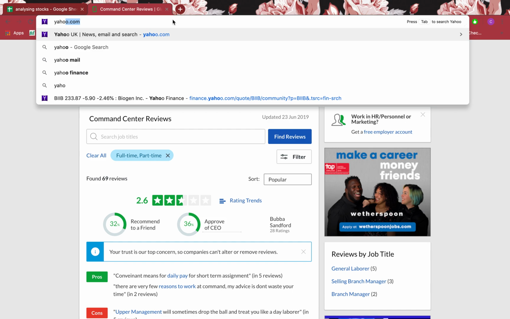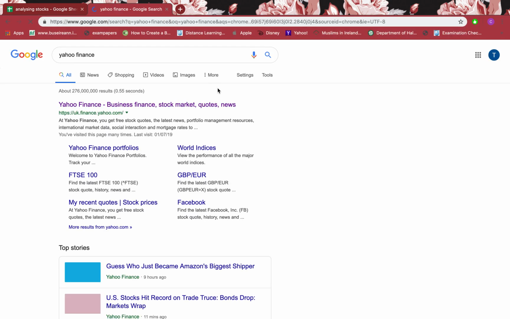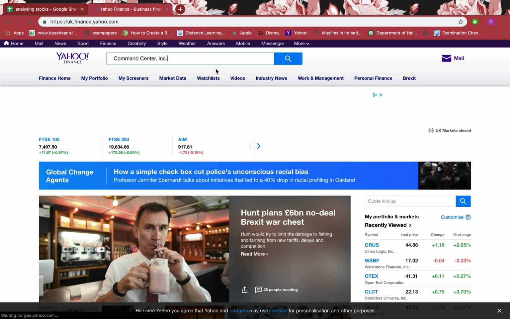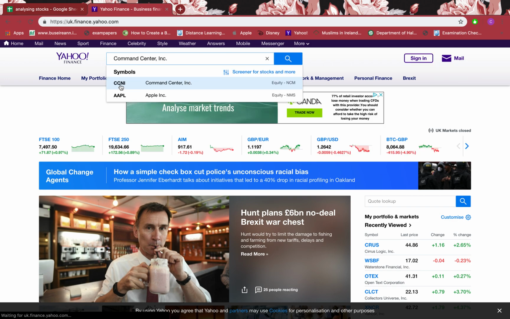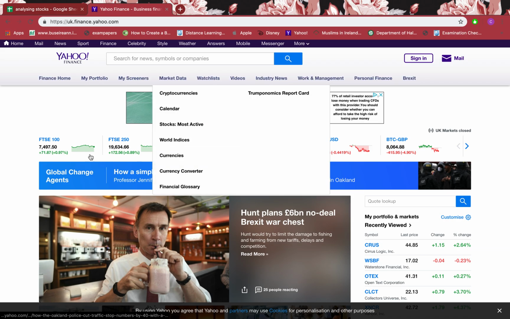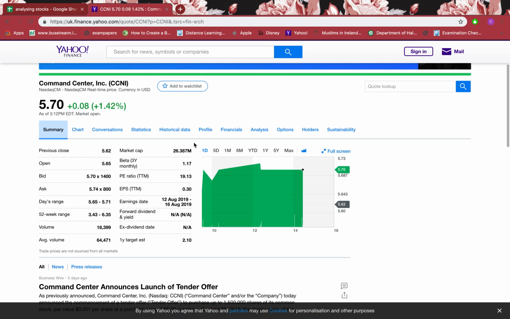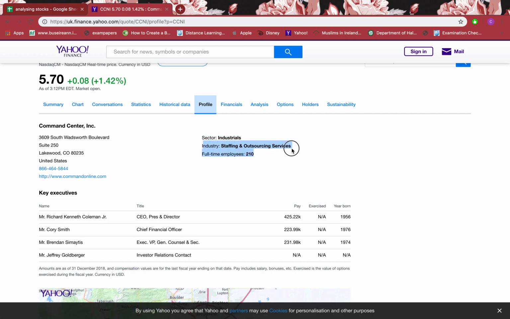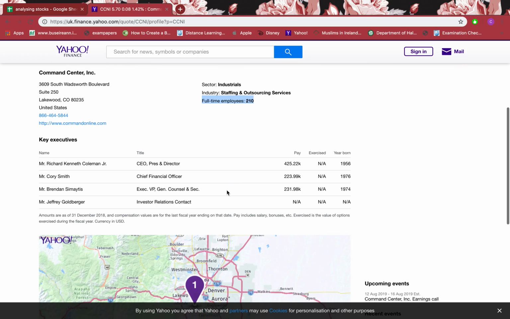Let me go to Yahoo Finance and I will show you some things. If I just type the stock symbol here, you can type in the name or the symbol. I go to profile and it tells me from here the sector. It's industrials, industry is staffing and outsourcing services, and full-time employees is 210.